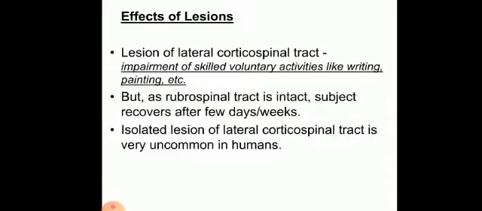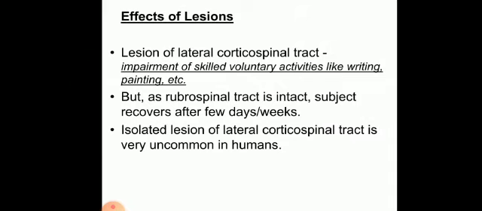So this is theoretically what happens when there is a lesion of only the lateral corticospinal tract and you have the rubrospinal tract intact: the impairment or defect with voluntary movements will occur only for a short duration of time, a few days to a few weeks, because these same functions can be managed by the rubrospinal tract.